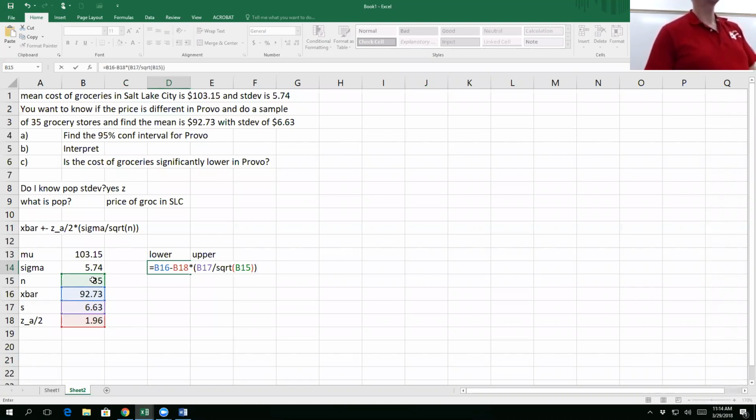Oh, actually, we made a mistake. We were supposed to use sigma, aren't we? We're not supposed to use B18. We're supposed to use 5.74. So Hannah needs to study more. Okay. Now, if we copy it up here and paste it, we should get the same number. We change that minus to a plus.